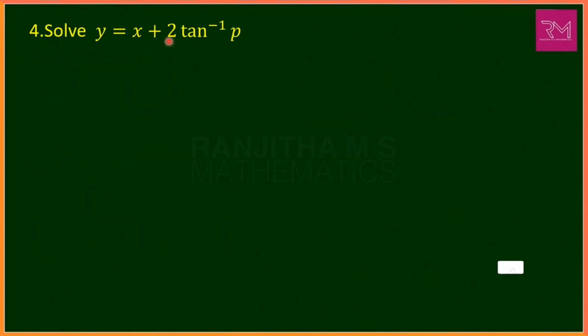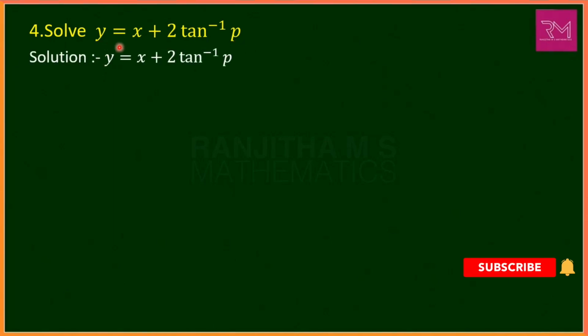Solve y is equal to x plus 2 into tan inverse p. Take the given problem. Observing the problem, this is a non-linear differential equation which can be solved with the help of the solvable for y method or solvable for x method, because here we have only one y term and only one x term. So here I am applying the solvable for y method. This is an equation of the form y equal to f of x comma p, so we can call this equation number 1.